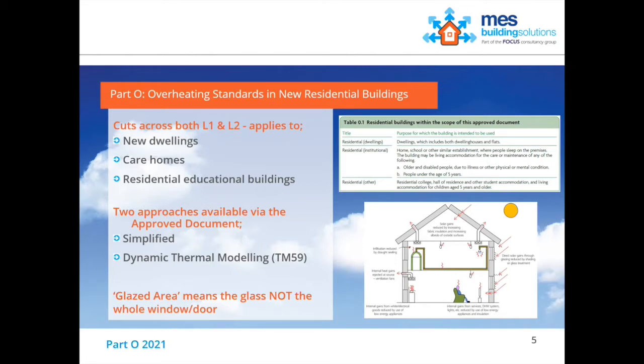And just a little bit of a note on terminology: when we look at the simplified approach, it does refer quite a lot to glazed area. And the glazed area is literally just that: it's the area of glass within the building. So if we have a window, it's not the structural opening, because it doesn't include the frame, because the frame's opaque. We don't get solar gain through the frame. It is literally the area of glass within any openings within the building, which allow light to travel through them.